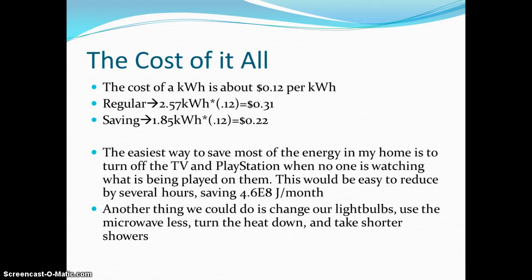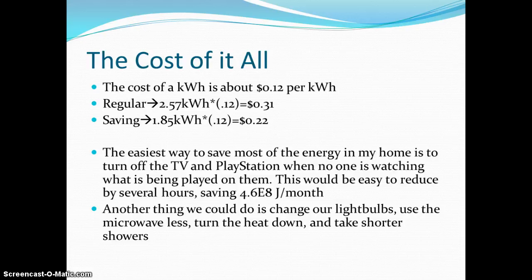So then the cost of it all, we break it down. Since we have kilowatt hours, we're paying about 12 cents a kilowatt hour. So for my regular, it's 2.57 kilowatt hours times 12. It's costing me about 31 cents a month. And then with the savings, it's costing about 22 cents a month.